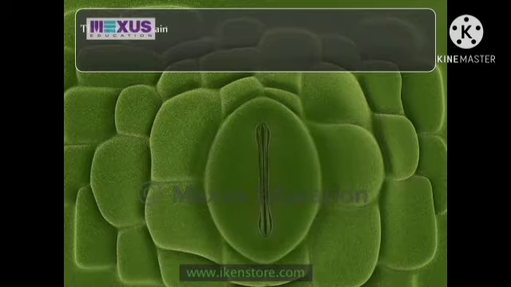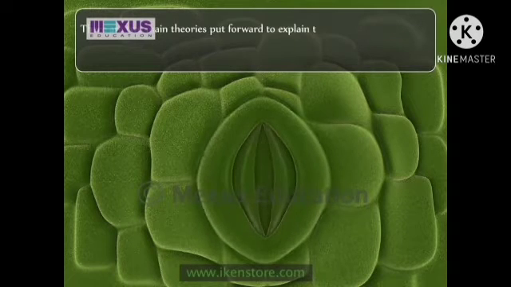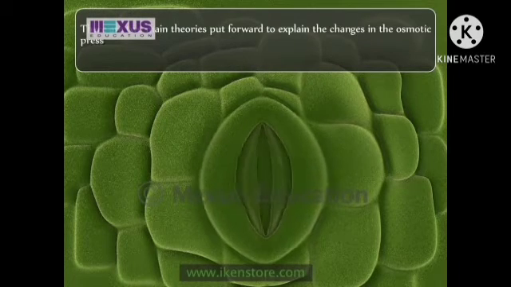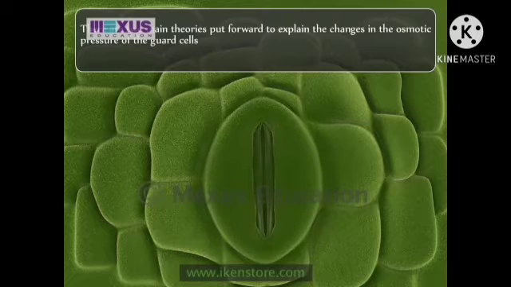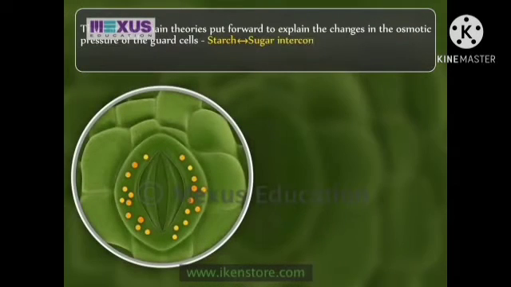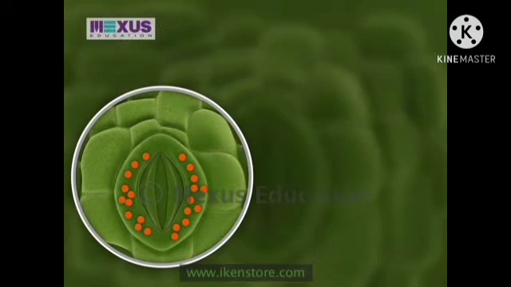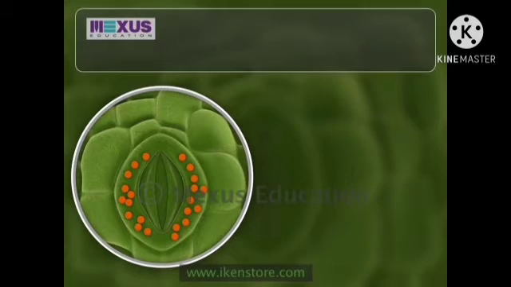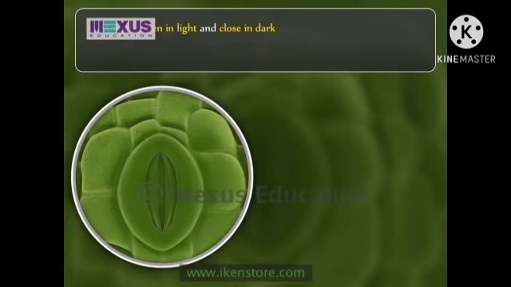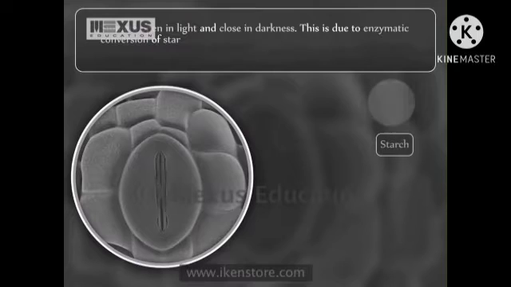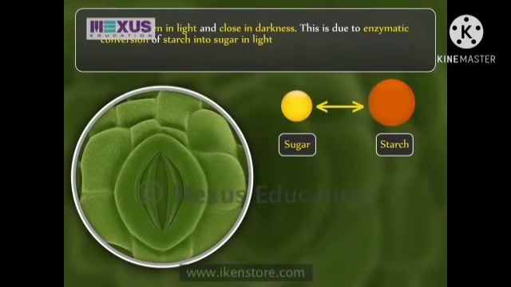There are two main theories put forward to explain the changes in the osmotic pressure of the guard cells: starch-sugar interconversion theory and active potassium ion transport mechanism. Let's take a look at starch-sugar interconversion theory. The stomata open in light and close in darkness. This is due to enzymatic conversions of starch into sugar in light.